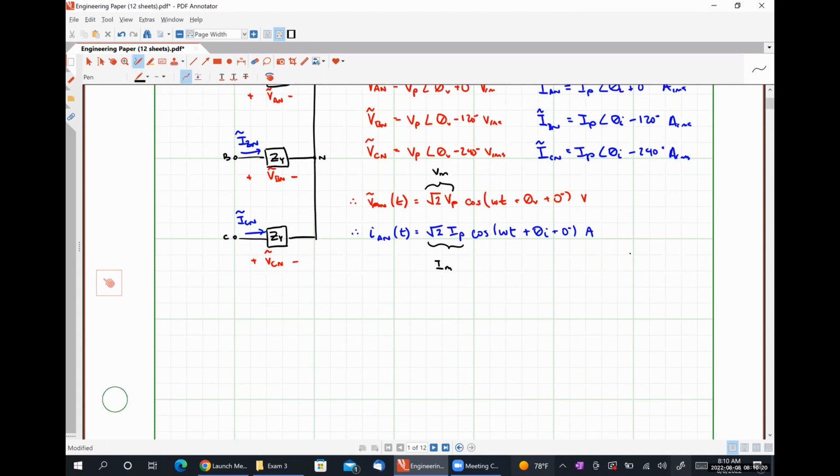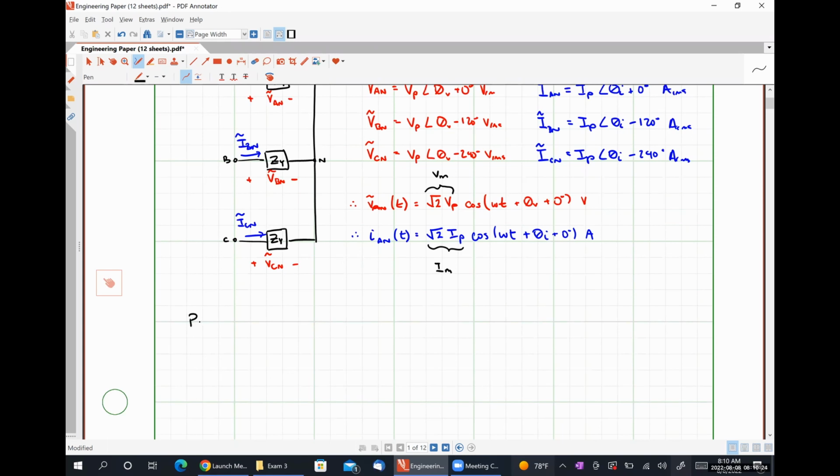So our instantaneous three-phase power as a function of time is just going to be the product of the time domain signal VAN of t times IAN of t, I need to be consistent about my subscripts, plus VBN of t times IBN of t, plus VCN of t times ICN of t.